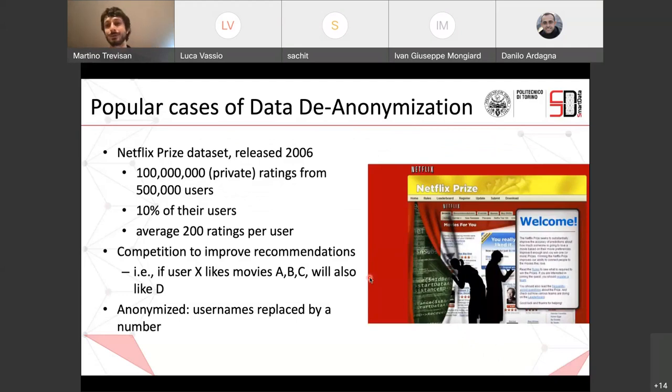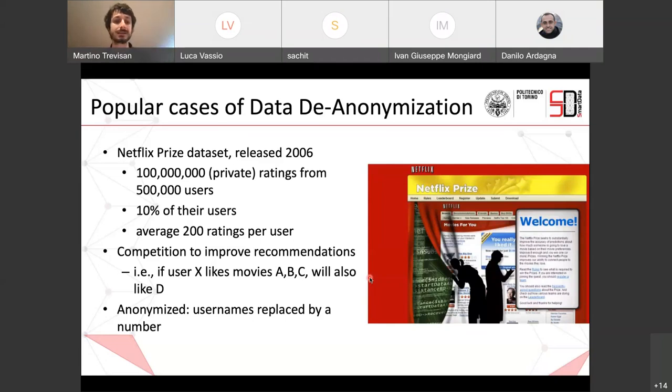The third thing that I want to mention is the anonymization of the Netflix prize. Netflix released a dataset of 100 million ratings of movies from their platform, from about 500,000 users, so 10% of the total users of Netflix. The goal was a competition, a data challenge, to improve the recommendation system. They have a system that recommends a movie to a person if it thinks this person may like it. They published this data to allow researchers to create a better recommendation algorithm.